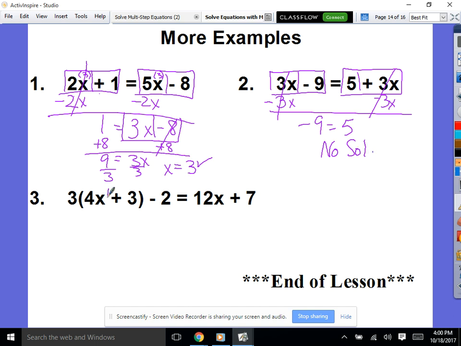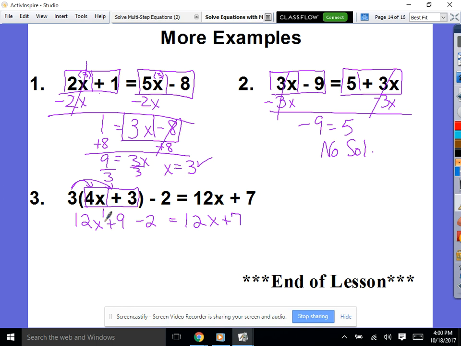All right, let's box in terms inside the parentheses. 3 times 4x is 12x. 3 times positive 3 is positive 9. Everything else comes straight down. Minus 2 equals 12x plus 7.